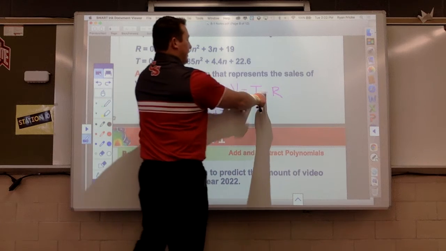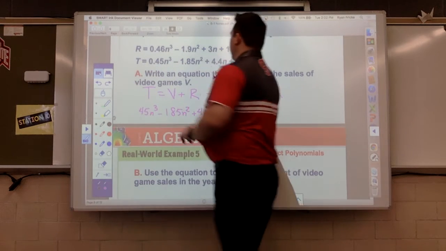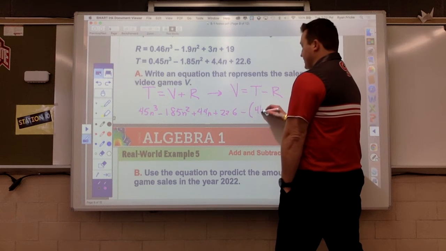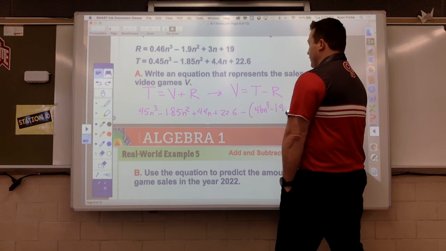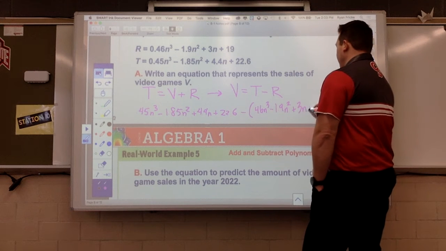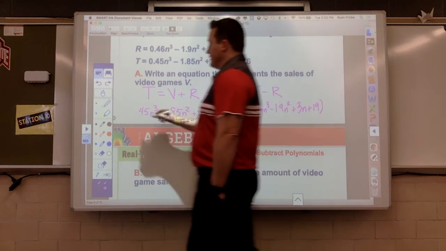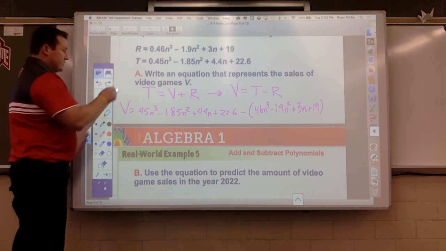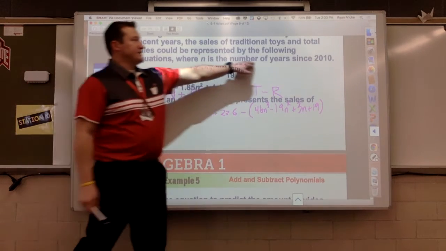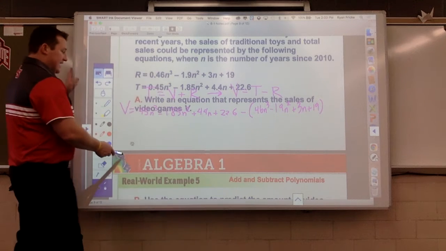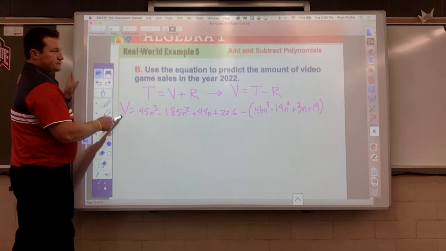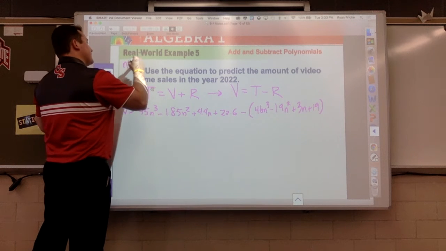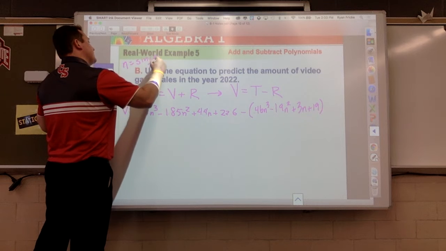So I've done that half. Now we need to go minus, and then we need to put all of this in here. So 0.46 n cubed minus 1.9 n squared plus 3n plus 19. And this equals video games. Wowzers. Remember, one last thing: n is the number of years since 2010.